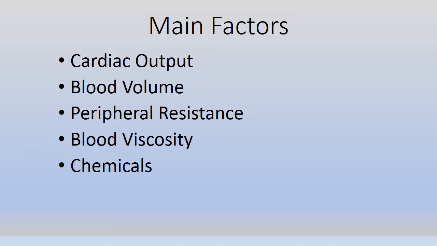The main 5 factors that every student should memorize are cardiac output, blood volume, peripheral resistance, blood viscosity, and blood-borne chemicals, such as epinephrine, antidiuretic hormone, aldosterone, and angiotensin II.